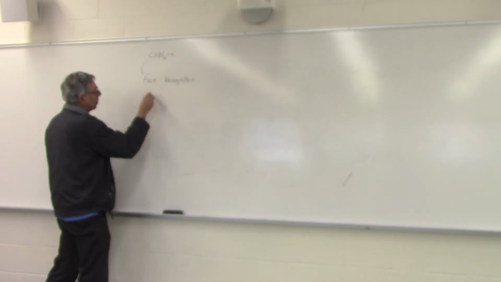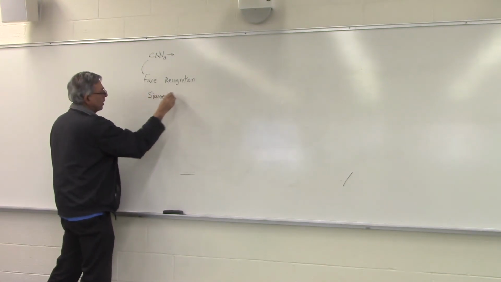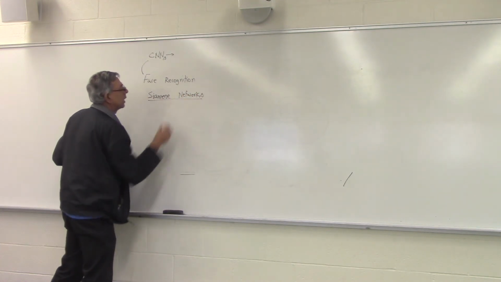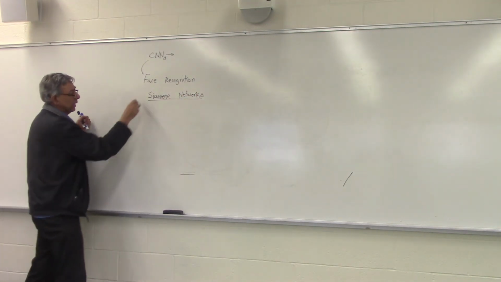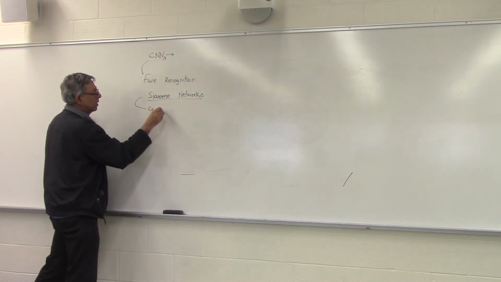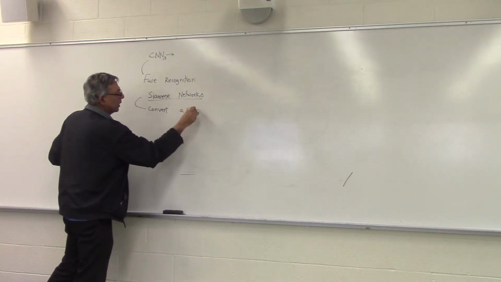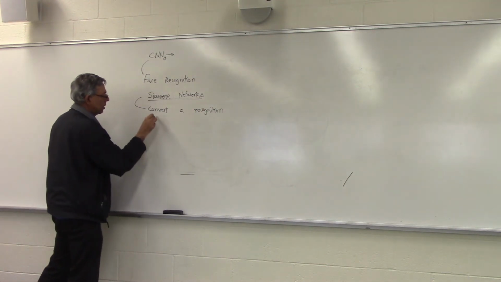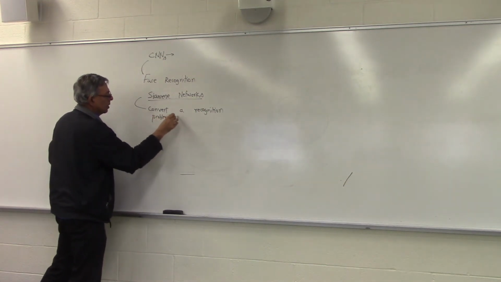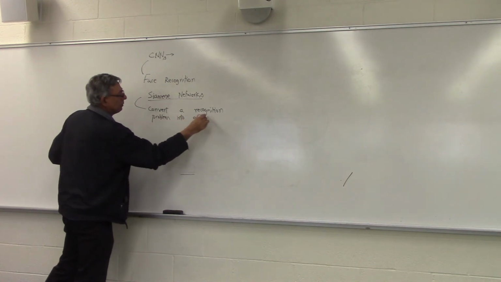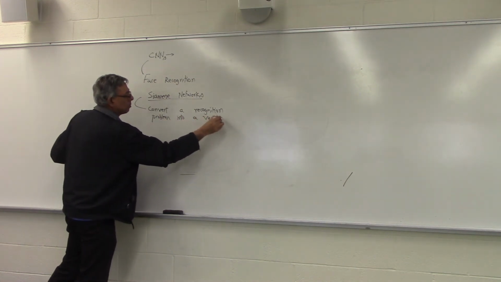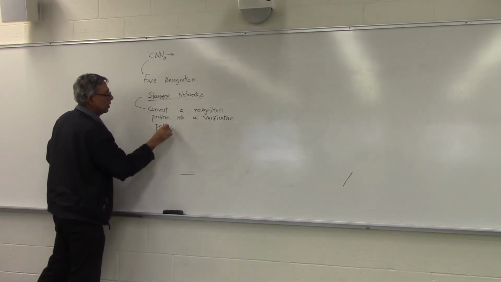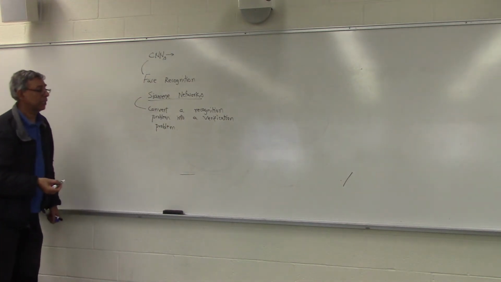We create what are called Siamese networks. Siamese networks convert a recognition problem into a verification problem. Okay, so what is the verification?